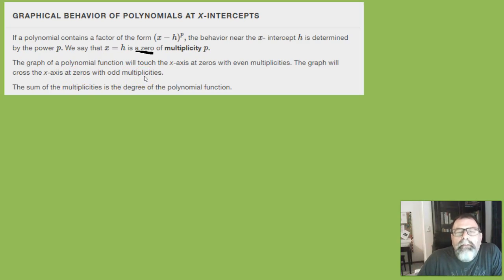And again, if you want to go a step further, it's going to have the shape of whatever that power is: x squared, x cubed, and so on. The sum of the multiplicities is the degree of the polynomial. So if you have 3 factors and they all have a multiplicity of 1, 1 plus 1 plus 1 would be 3.